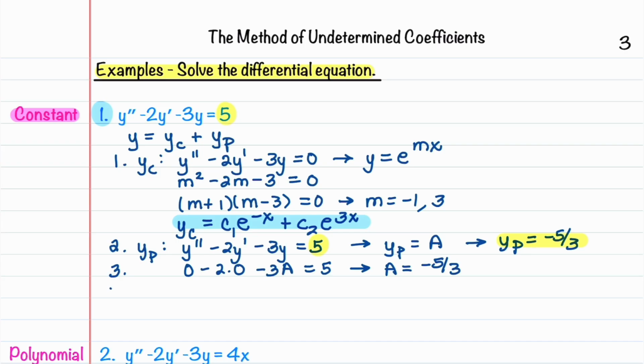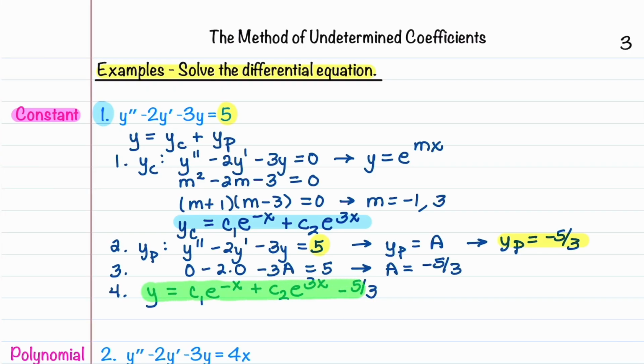And then for step 4, we just have to put it all together and we have to add both of our solutions. We get y is equal to y sub c, which was c1 e to the minus x plus c2 e to the 3x. And now we're going to add on our particular solution, which is minus 5/3. And there's our solution.